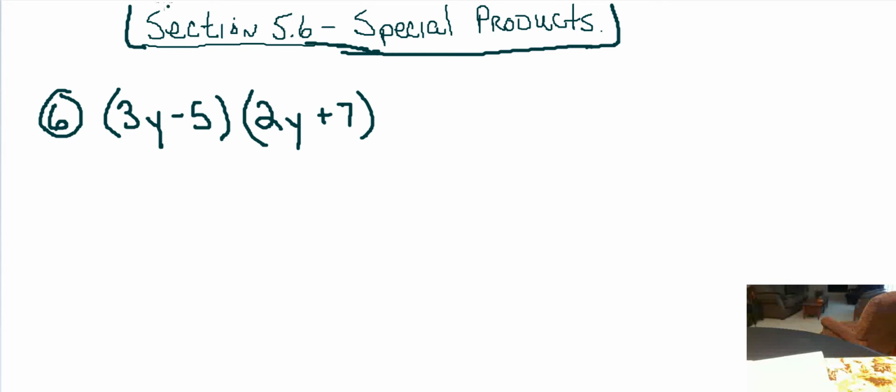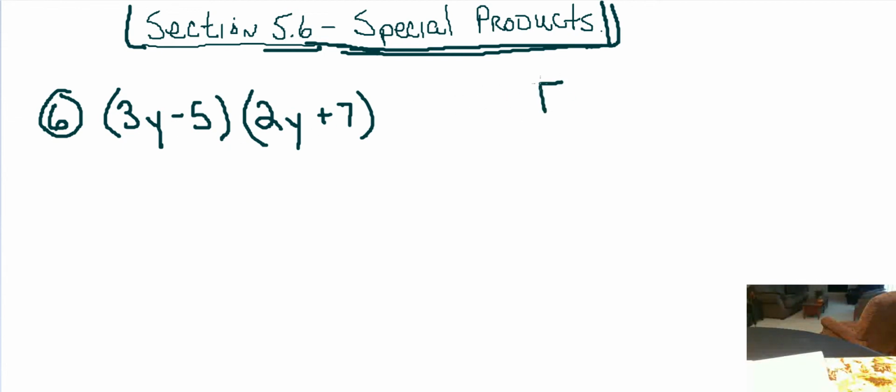Okay, we are on 5.6 for today, and this section is called Special Products because it's a situation where we can multiply these products differently and possibly a little bit easier than breaking them up and FOILing them. I don't know, we'll just go through them. So the first one here, number 6 in our book, is that way. That's what's special about it.